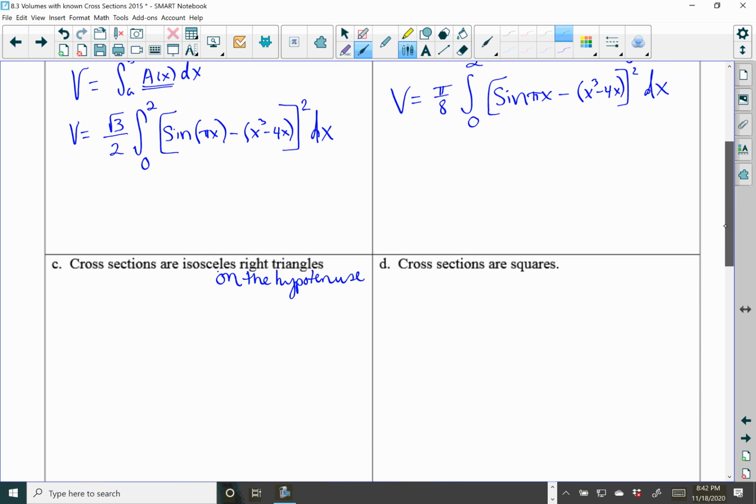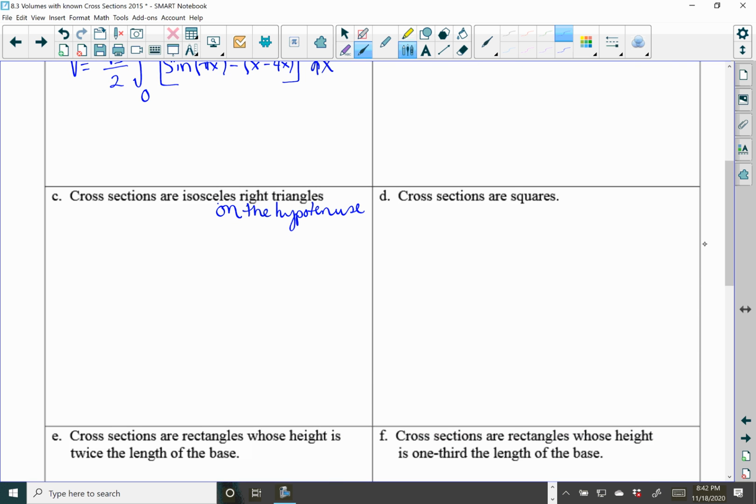Cross-sectional isosceles right triangles on the hypotenuse. Okay, this is where it gets a little bit tricky. We did the one that looked like this, right? And we figured out that this had a 1/2 relationship. If I am on the hypotenuse, then my right triangle is going to look like this, with the right angle there, equal legs here, and here is our hypotenuse spanning the base. So this is creating our base length.